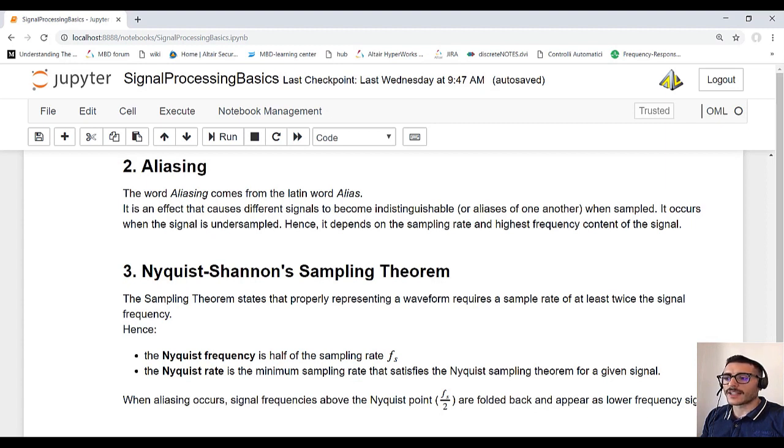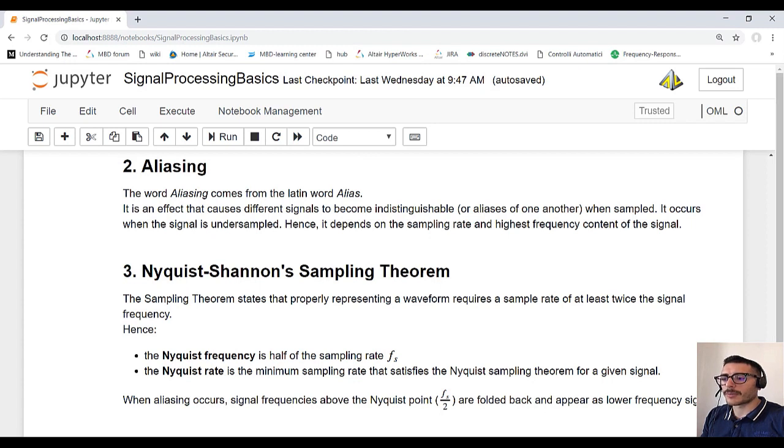In fact, it states that the sample rate has to be at least twice the highest signal frequency. Hence, we can define the Nyquist rate as the minimum sample rate which satisfies the Nyquist theorem, while the Nyquist frequency is defined as half of the sample rate, and it represents the frequency of the signal which doesn't generate aliasing, given that sample rate.